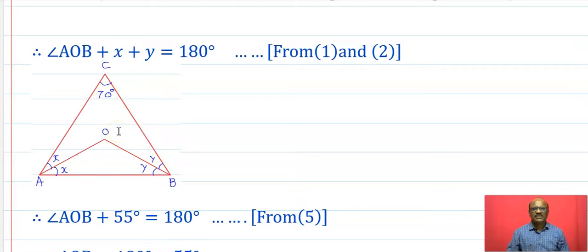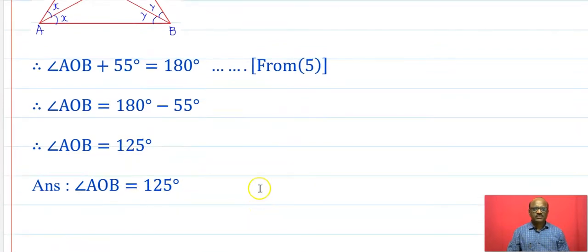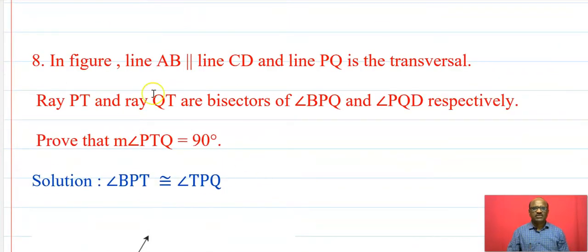If both of these are bisectors, then the measure of angle AOB is equal to the measure of angle C plus 1 upon 2 into 90 degrees. That is, 1 upon 2 into 90 degrees means 45. That is 70 plus 45, which is equal to 70 plus 45 is equal to 125. Now the question number 8.